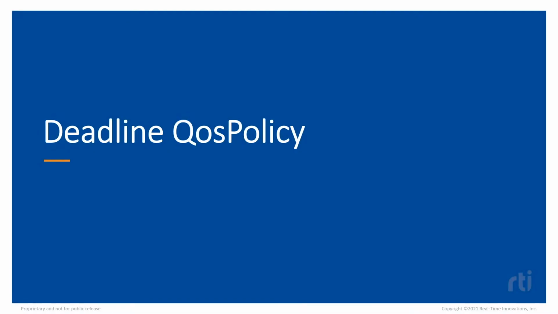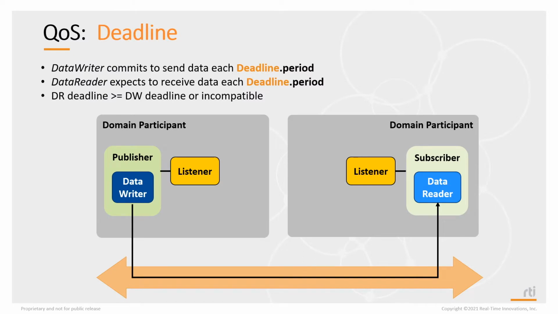Let's take a look at the deadline QoS policy. The deadline QoS can be used to configure DDS to know how fast a data writer is expecting to send data or how fast a data reader is expecting to receive data. For proper operation, the data writer must send data at least as fast as the data reader is expecting to receive it. So DDS will actively monitor how fast the data reader is receiving data and or how fast the data writer is sending data to make sure that the deadline is being met.